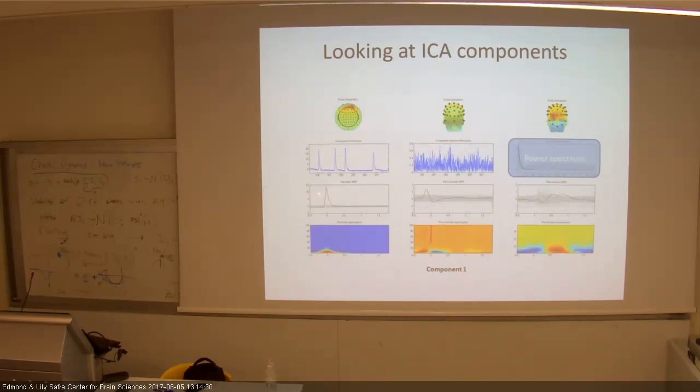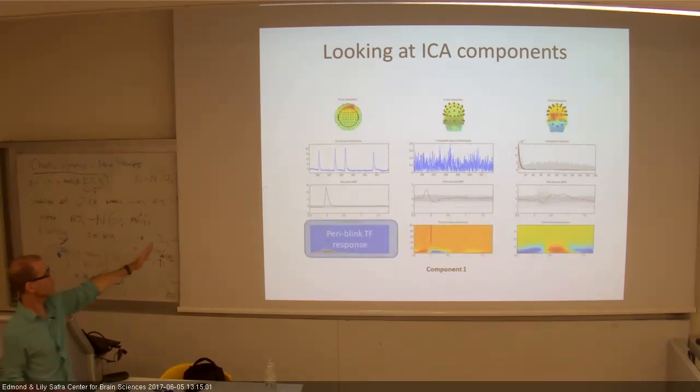And over here, what you see is different kinds of time locking. In this case, this is the data time locked and averaged to the blinks. Here, it's time locked and averaged relative to saccades, to rapid eye movements. Here, it's time locked and averaged relative to the stimuli that we presented. And down below, it's the same thing, but in time frequency.